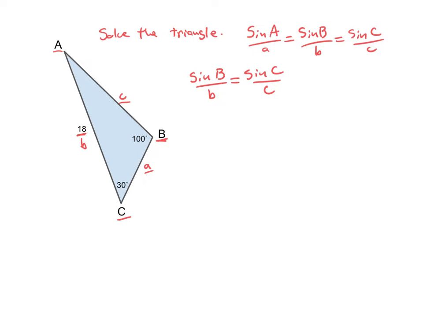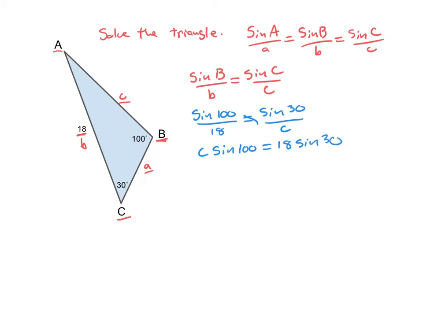So now let's go ahead and put in some numbers. So this will be the sine of 100 over 18 is equal to the sine of 30 over c. So once we have that, we can just cross multiply. So that's going to give me c times the sine of 100 is equal to 18 times the sine of 30. So if we divide by the sine of 100, I will end up with c is equal to 9.14 when you round it to the nearest hundredth. So that means that this is 9.14.